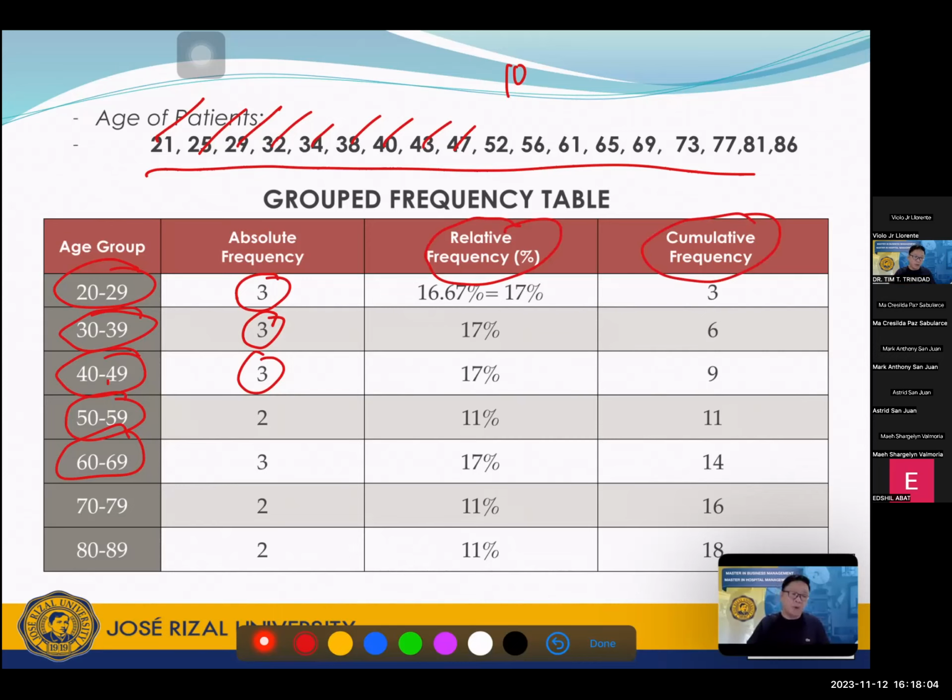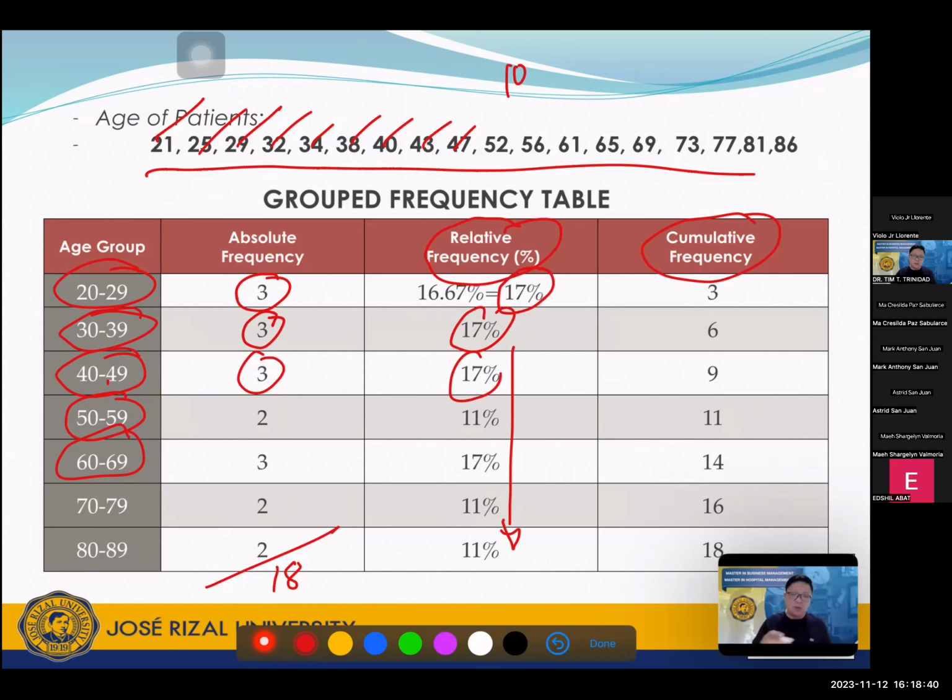Because your relative frequency is the percentage that would represent your absolute frequency. Okay, so for example, the total number is 18. So you get 3 out of 18. So what will be the proportion or the percentage? It is equivalent to 17%. For 3, it's 17%. So it is expressed in percent. So meaning to say, it will now be easier for you to interpret in terms of a relative frequency rather than just by reporting the values for the absolute frequency.